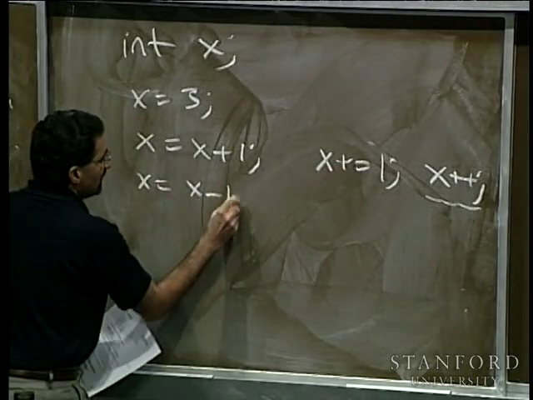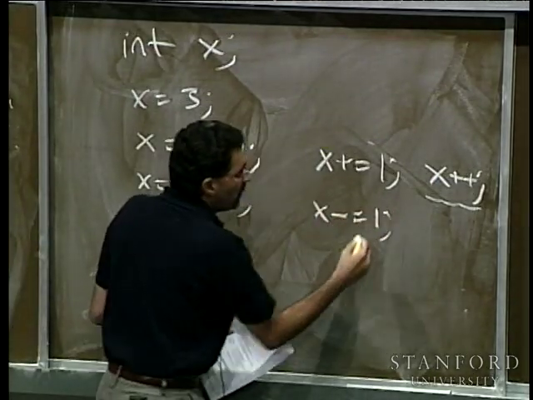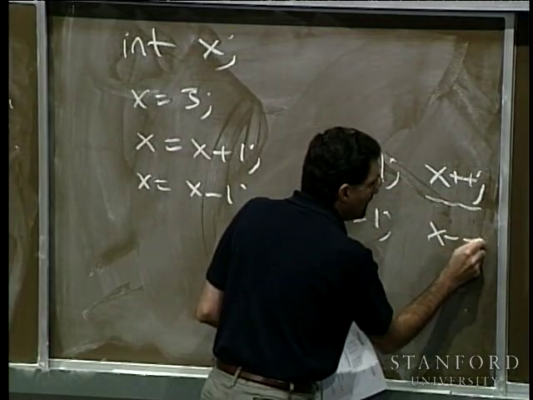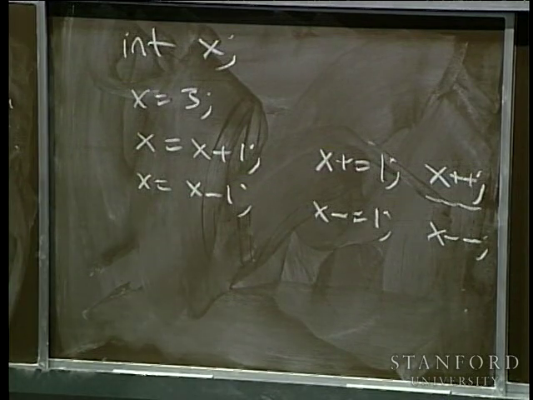Okay? You can also do subtraction in a similar way. If you want to subtract 1 from x, that's the longhand form of doing it. You can say x minus equals 1, which is slightly shorter. And there is a complete shorthand for it, which is x minus minus, which means subtract 1 from x and store it back in x. Okay? There's a couple other shorthands.